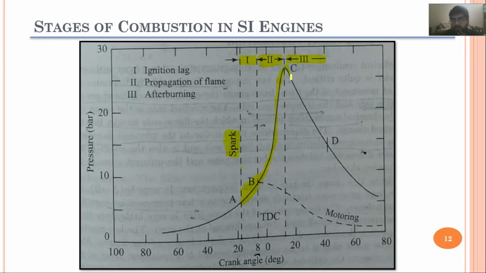And from C to D, this is the afterburning process, meaning at this point the expansion stroke has started. Now the fuel molecules which are already present in the combustion chamber and not yet combusted will get combusted, or otherwise they will be released into the atmosphere in the exhaust stroke. So since the piston is moving downward, the pressure will decrease from C to D. So these are the 3 stages of combustion in SI engine.